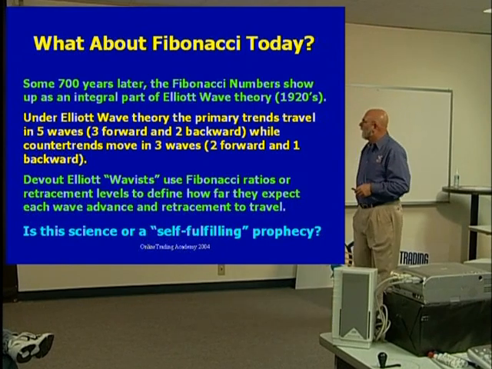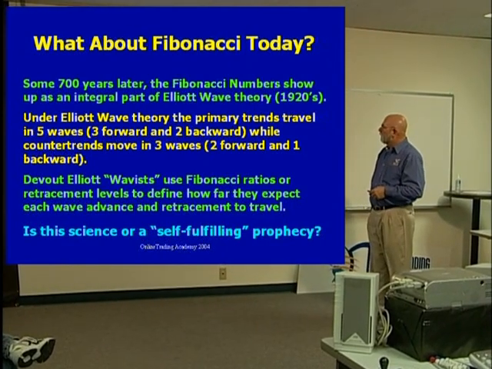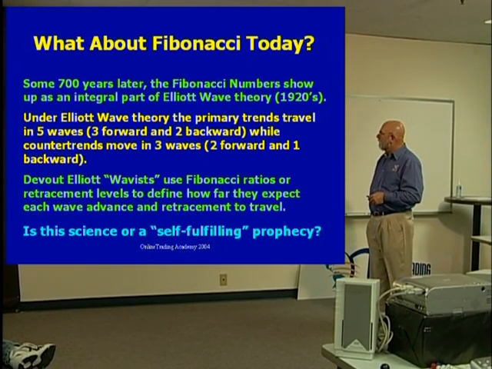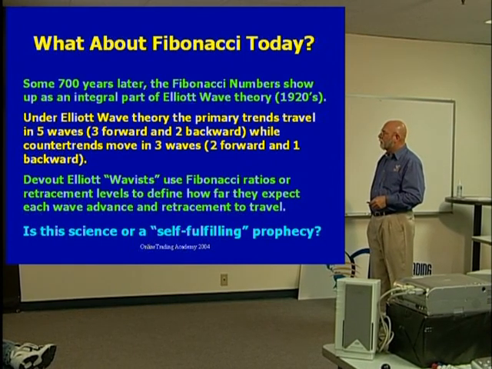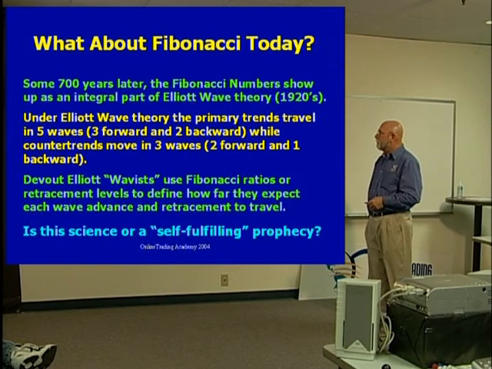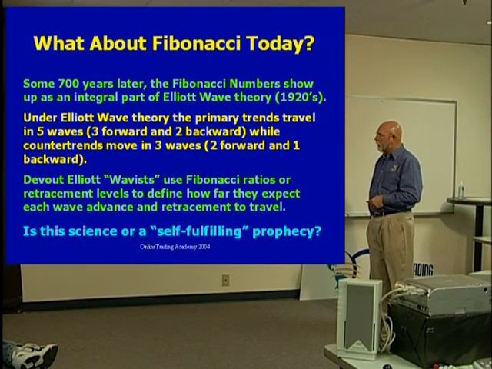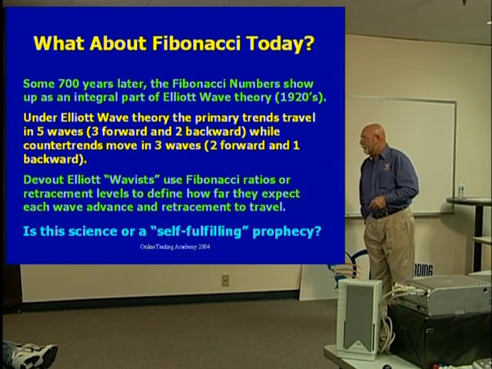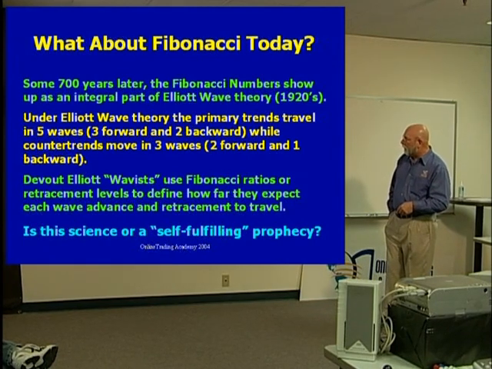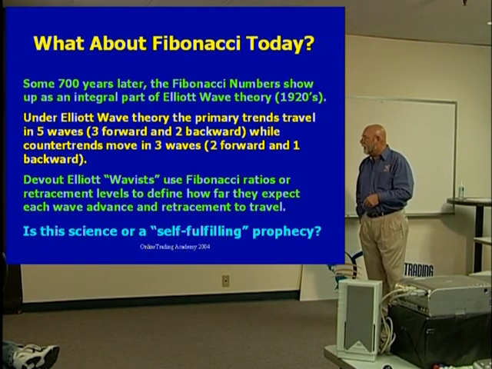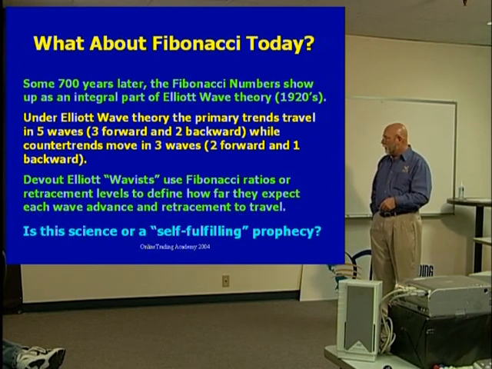We talked briefly about this. The Elliott wave theory says that primary waves tend to travel in 5 waves, 3 forwards and 2 backwards. And then we get a counter trend in 3 moves, i.e. 2 forwards and 1 backwards. Devout Elliott wavists use Fibonacci ratios or retracement levels to define how far they expect each wave to advance and to travel.